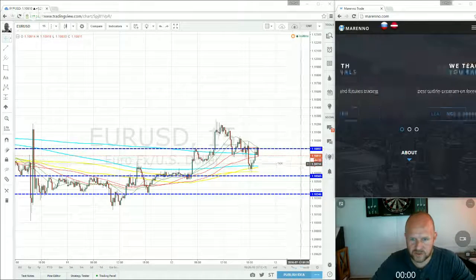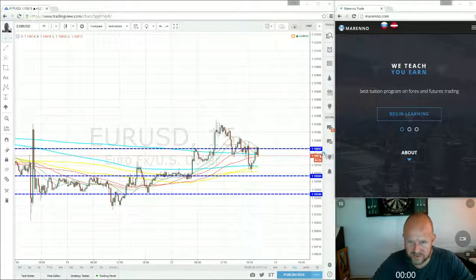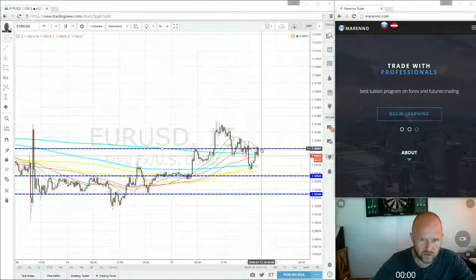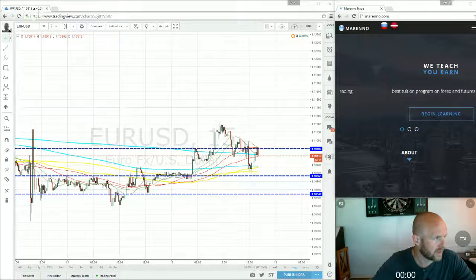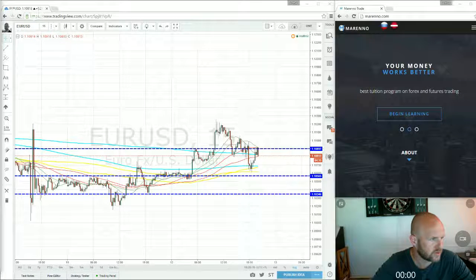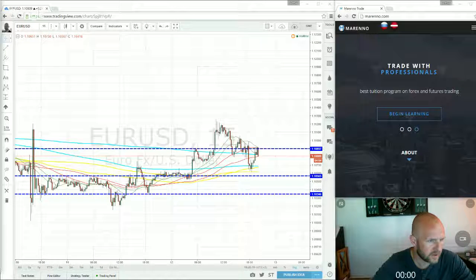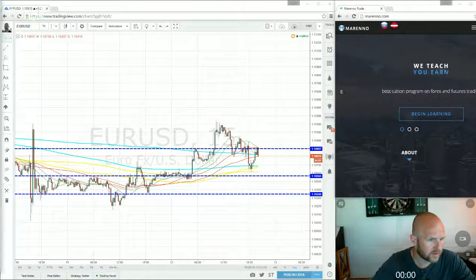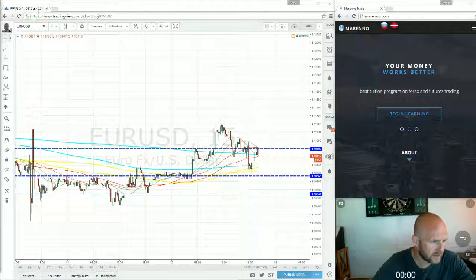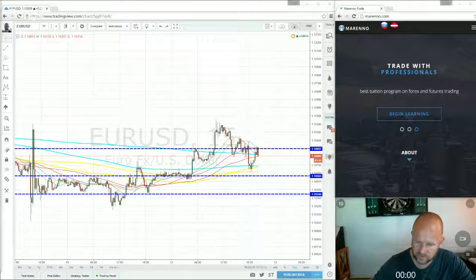Okay, so euro dollar, let's start with this one. As we can see, at the level 1.10897, the price has bounced. Let me place an order here. I will place a sell limit order at 1.1085.